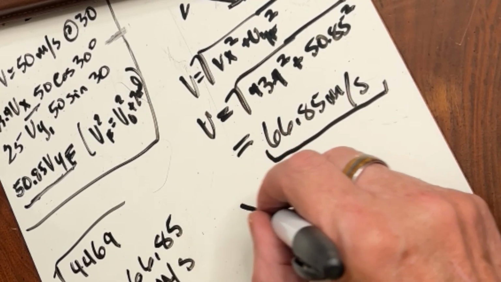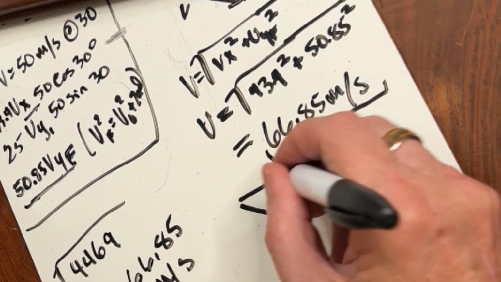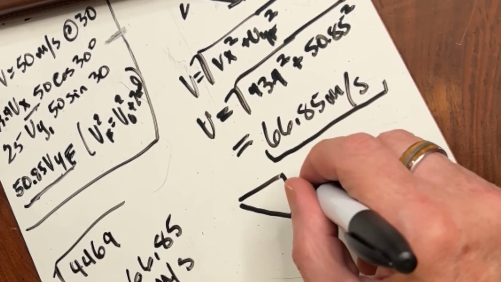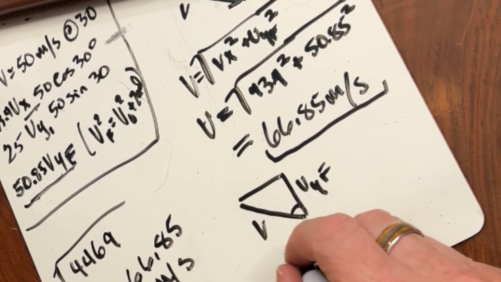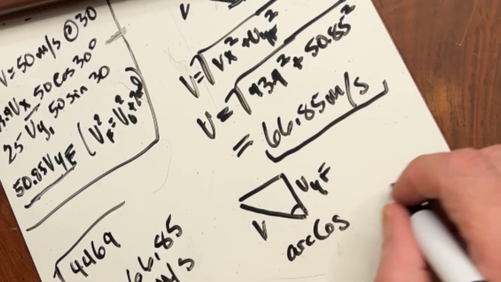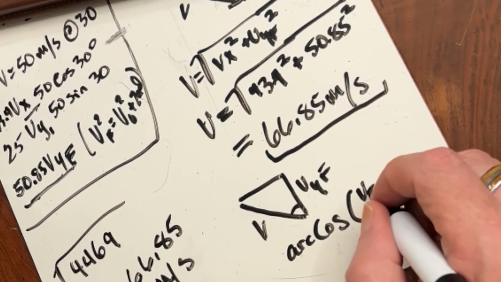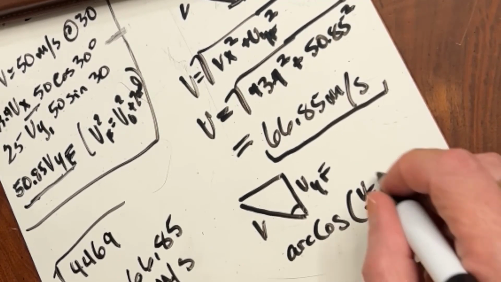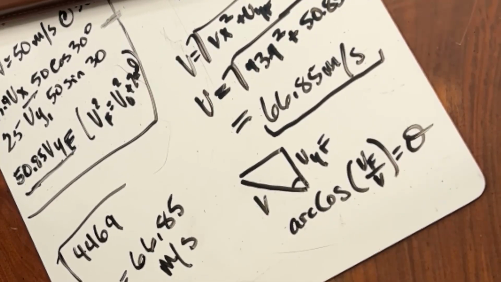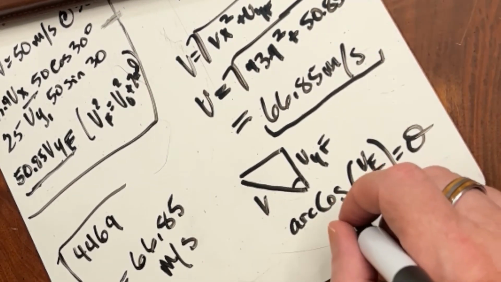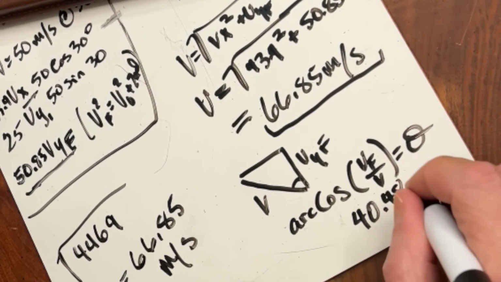Well, let's see. This is the angle. There's the right triangle. So this is Vy final, and this is V. So the arccosine of Vy final over V will equal our angle theta. So what do we have for that? Well, that works out to be about 40.48 degrees.